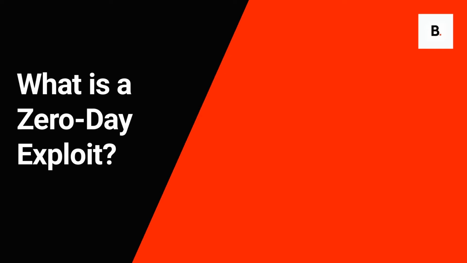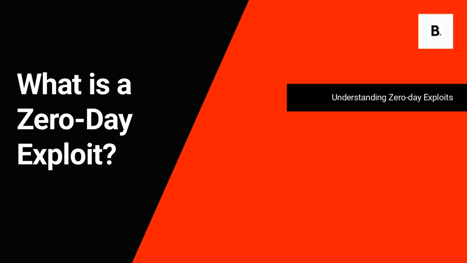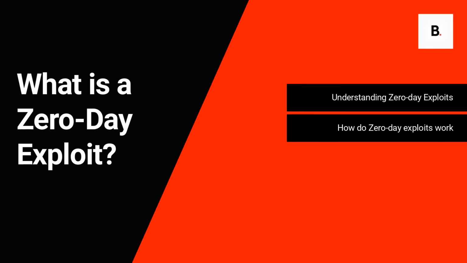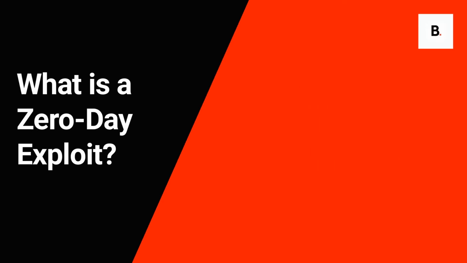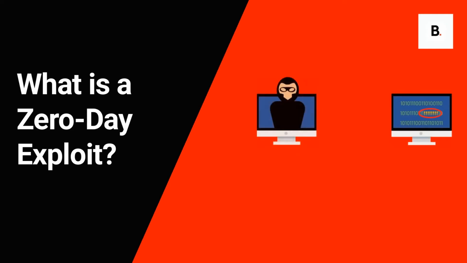In this video, we'll explain what a zero-day exploit is, how they are performed, and what steps you can take to protect your organization. Let's get started. A zero-day exploit is when cybercriminals take advantage of a software security flaw to instigate a cyber attack. Since the security flaw is only known to the cybercriminals, the vendor or software developer is unaware of the flaw, and therefore there is no patch to fix it.